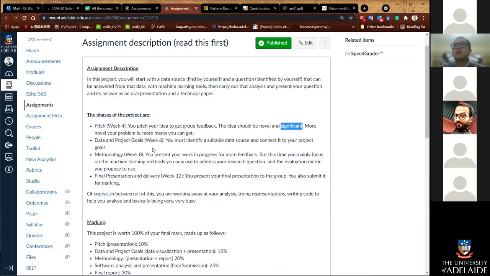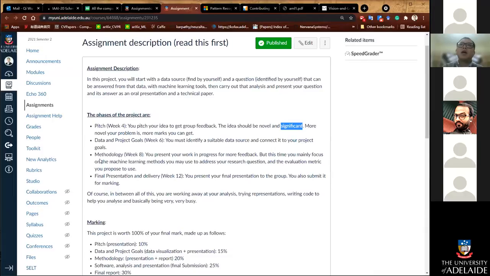Then data and project goals, which will be happening now in week 6. You must identify a suitable data source and connect it to your project goals. So basically, that means you have 4 weeks to think about your idea, right? And another 2 weeks, you need to find out the data set you want to use.